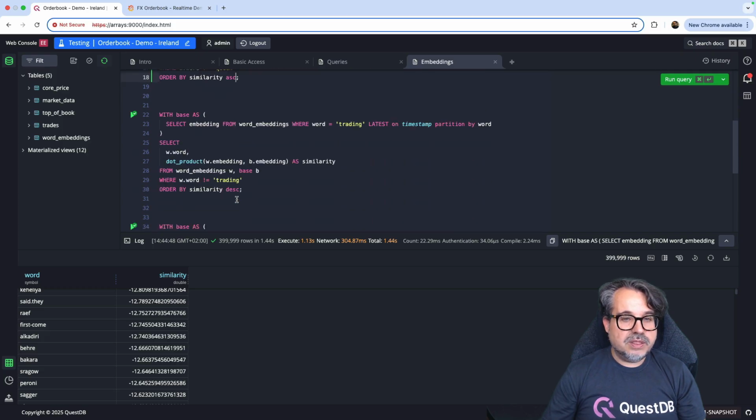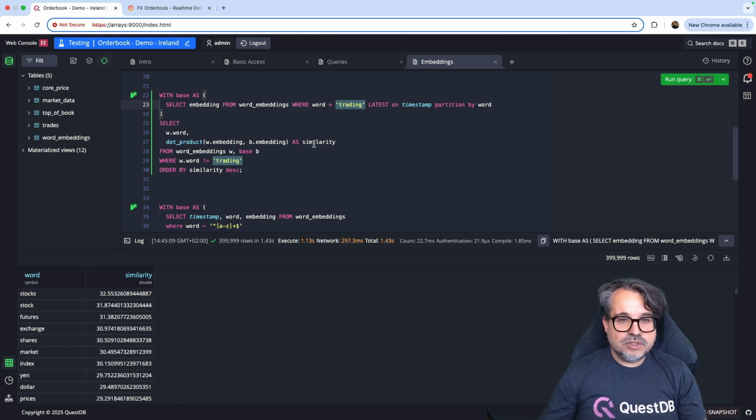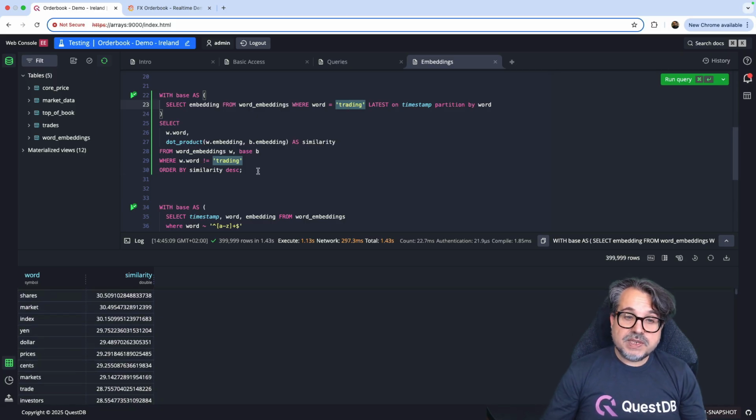I can do it with a word more related to financial data like trading. So which words in this data set are most similar to trading? It's like, oh, stocks, stock, futures, exchange, shares, market, index, yen, dollar, price and cents. That sounds pretty cool to me.